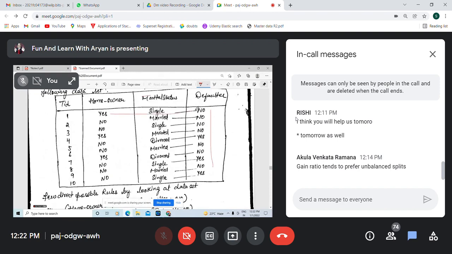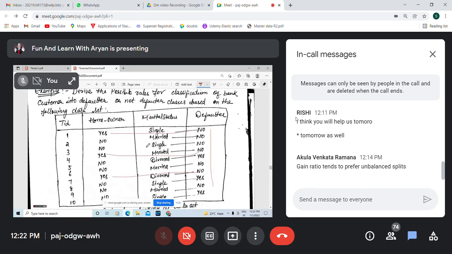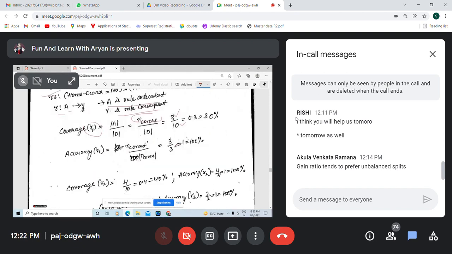How many? 1, 2, 3. It is covering 3. Total number of tuples is 10, so 3 by 10. How many did it predict correctly? The rule is homeowner yes, defaulter no. All the 3 it predicted correctly. So 3 by 3 is equal to 100% accuracy.